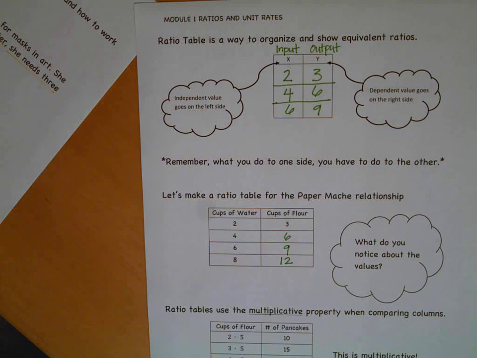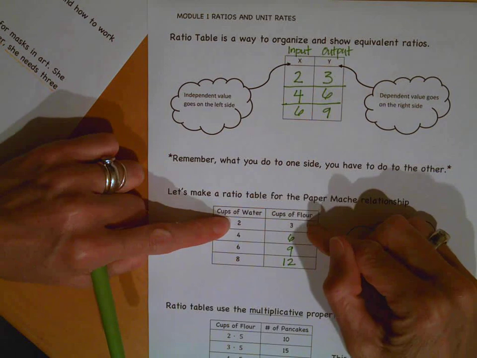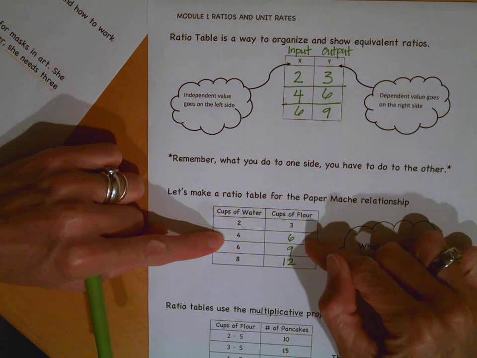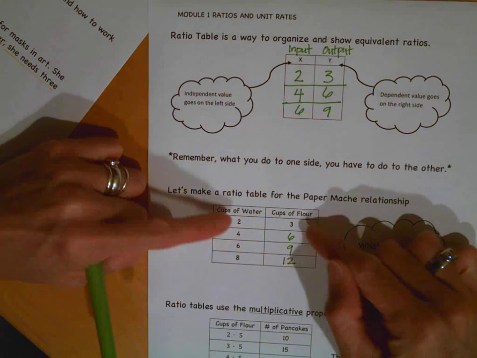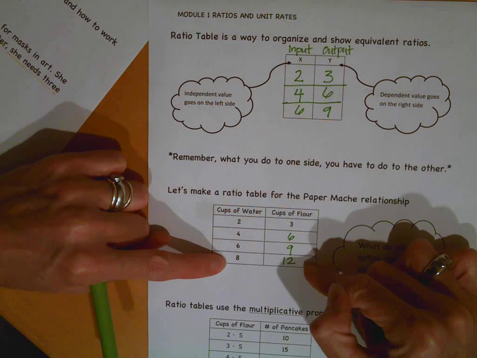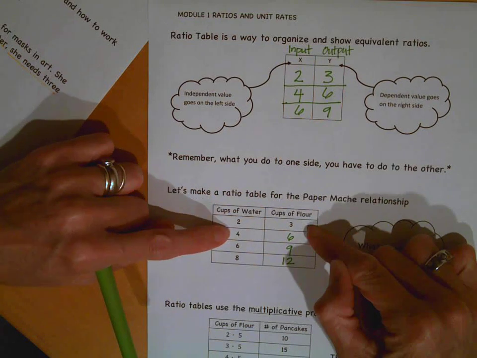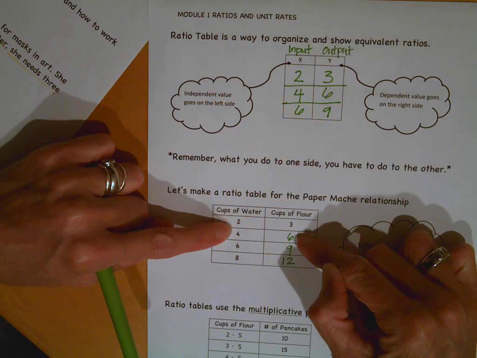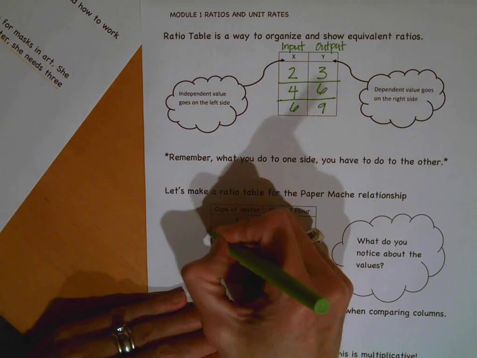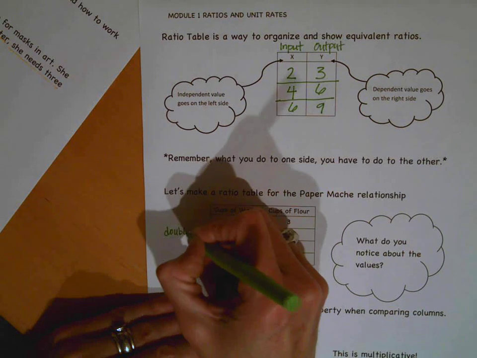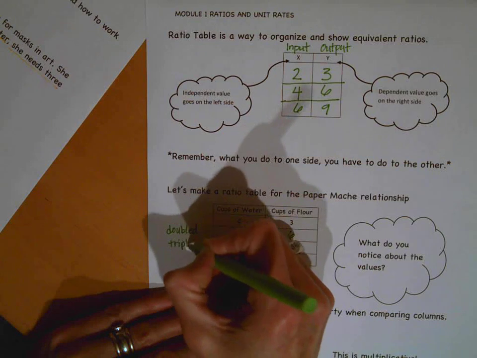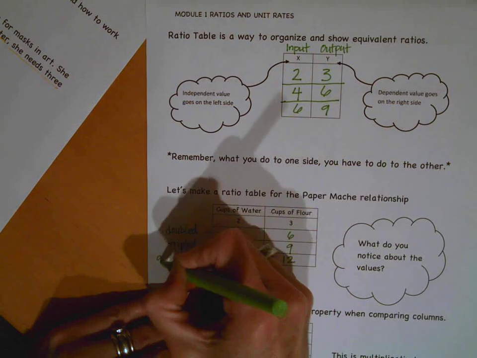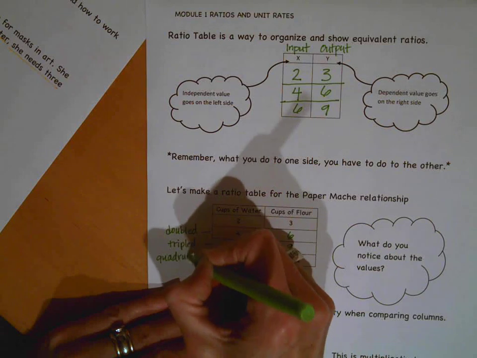And it says off to your right, what do you notice about the values? Well, if you look, this one and this one have been doubled. Does everybody see it? Then you go back to the original. To get this answer, they were tripled. Then go back to the original. To get this one, they were quadrupled. So 2 times 2 is 4. 3 times 2 is 6. That's doubled. So this line tells us that they were doubled. This line tells us that they were tripled. And this line tells us that they were quadrupled.